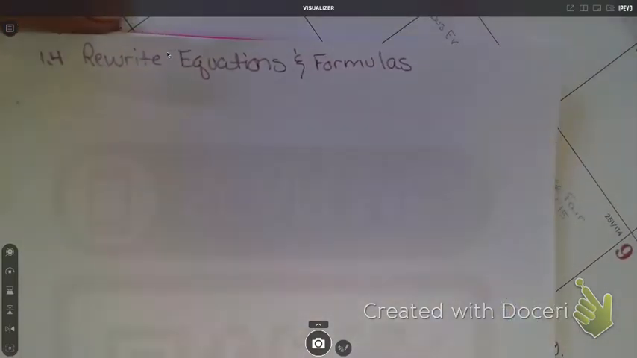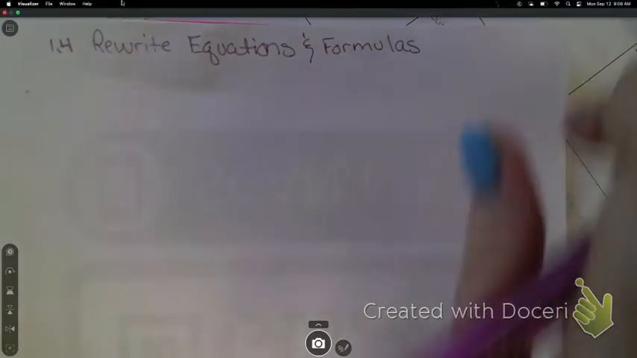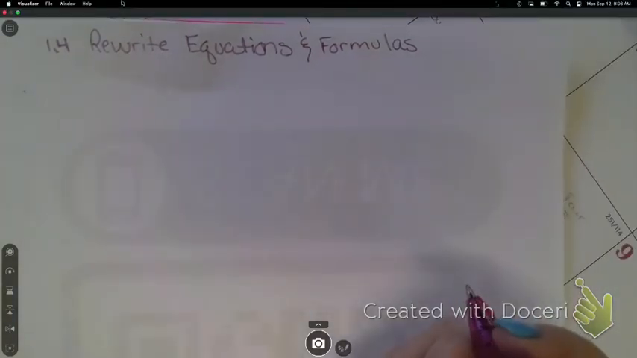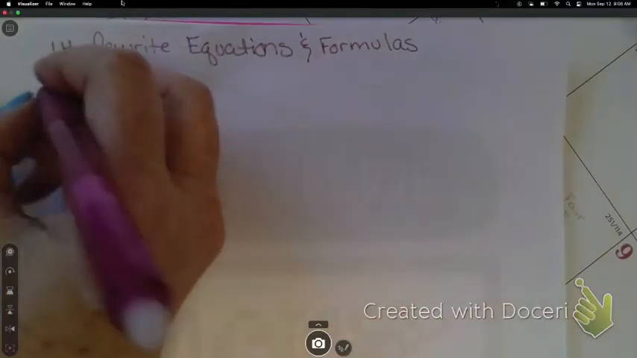Okay, so today we're doing 1-4, rewriting equations and formulas. The reason we do that is we solve formulas all the time for other variables. So that's why we're working on this. So we have some formulas that you should know.